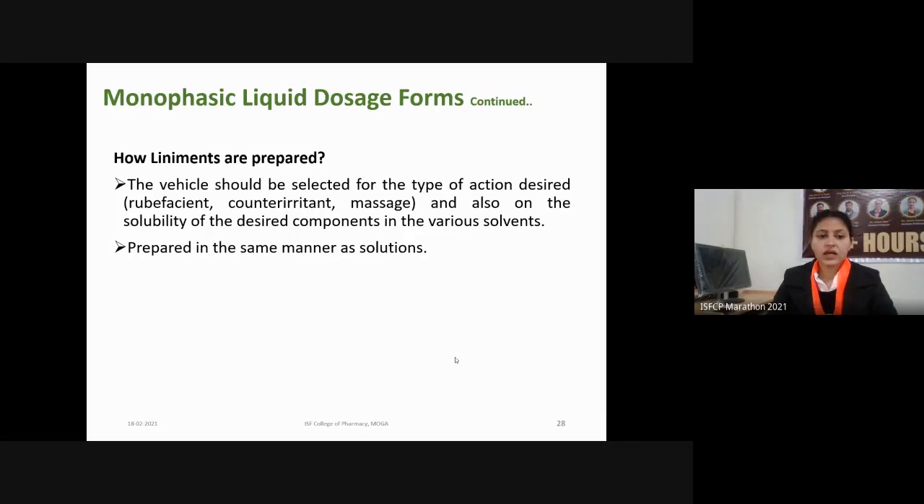And liniments are prepared in the same manner as solutions. Meaning, we just have to select the vehicle, and in that vehicle we have to dispense all the ingredients, all the excipients that we have discussed before, and by agitation we can simply prepare the liniment. They are very easy to prepare.